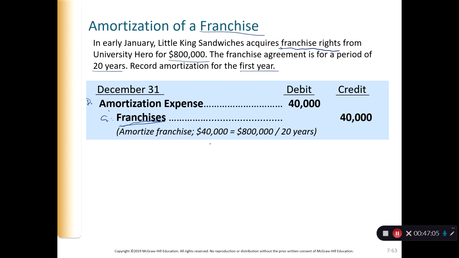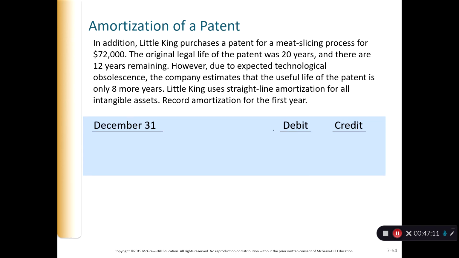And how did we get 40,000? Is because we use 800,000 divided by 20 years. Okay, so amortization of a patent.